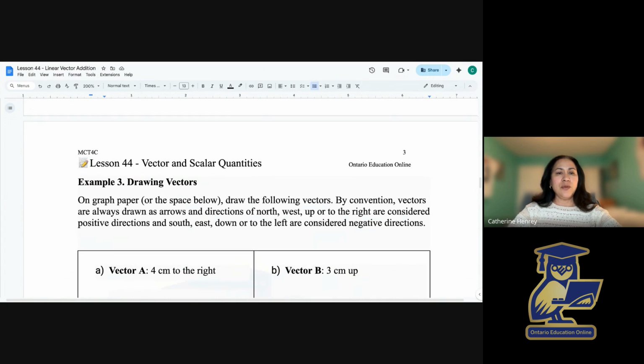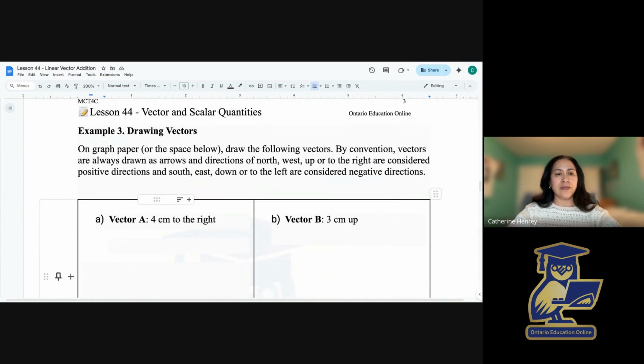In example 3, we're going to look at drawing vectors. So you can do this on graph paper or in the space below. Draw the following vectors. By convention, vectors are always drawn with arrows. The direction of the arrow is the direction of the vector. Directions such as northwest, up, or to the right are positive directions.